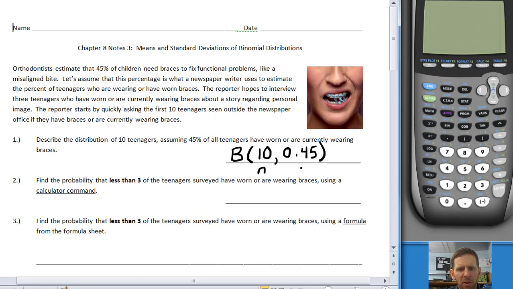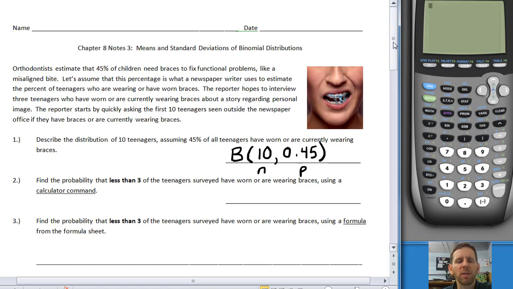If you ever have a binomial distribution, you can describe it this way instead of having to say shape, outliers, center, and spread. Eventually, you'll understand what this means as a graph, but for right now, this is a valid way of describing the distribution. Capital B for binomial. Remember, we used capital N for normal earlier. Then you put the number of trials and the probability of success.